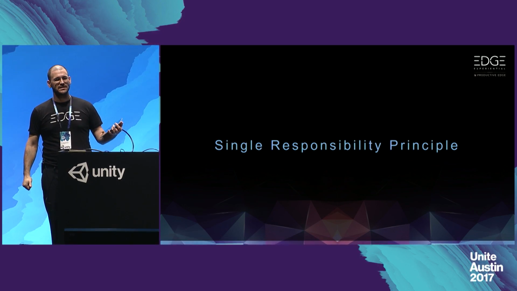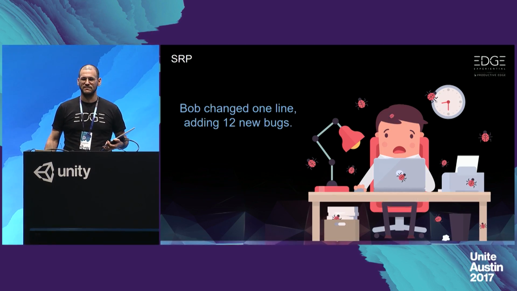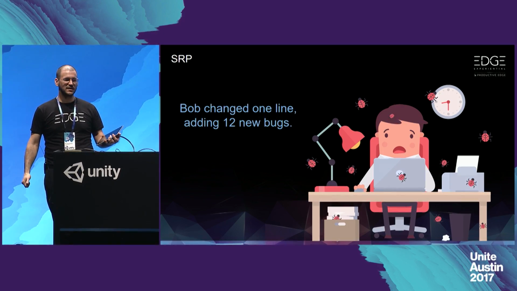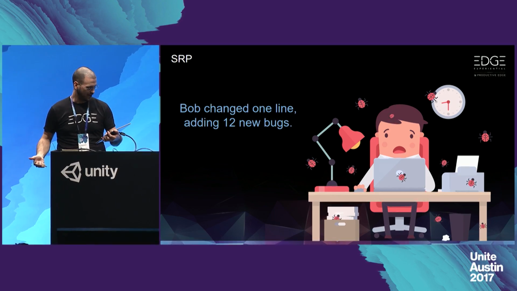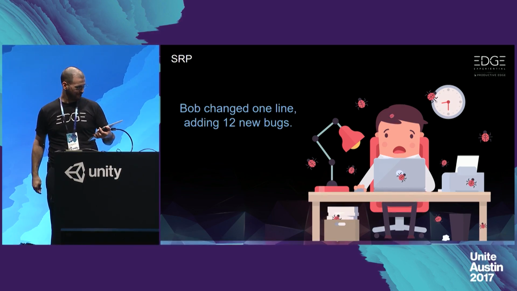Okay, next one, single responsibility. Finally an easier one, but I was kind of surprised by the Wikipedia entry when I found it. Okay, so Bob changed one line of code, and suddenly there were 12 new bugs. And we've all gone through this, or almost everyone. I think there might have been 4 people in the audience who didn't.